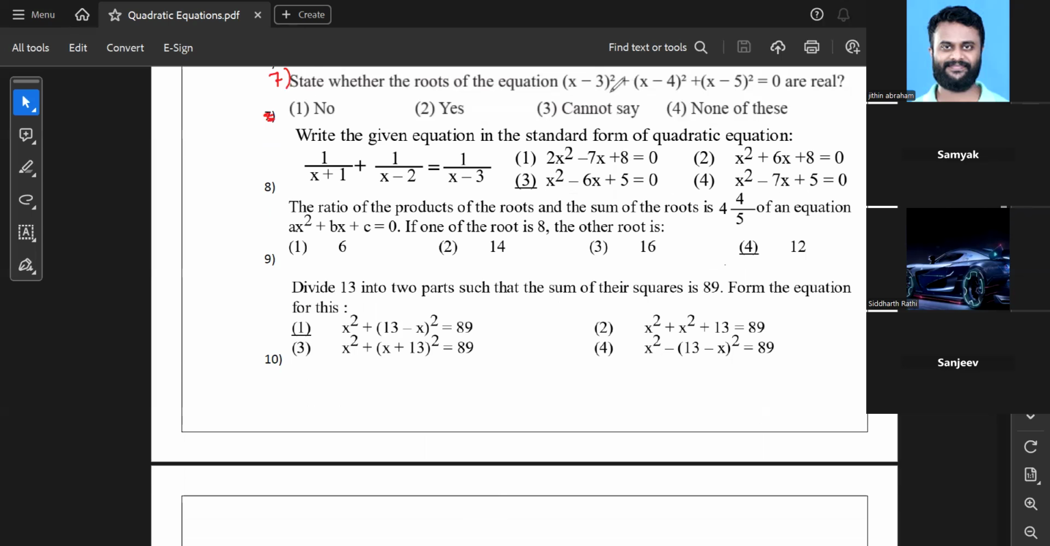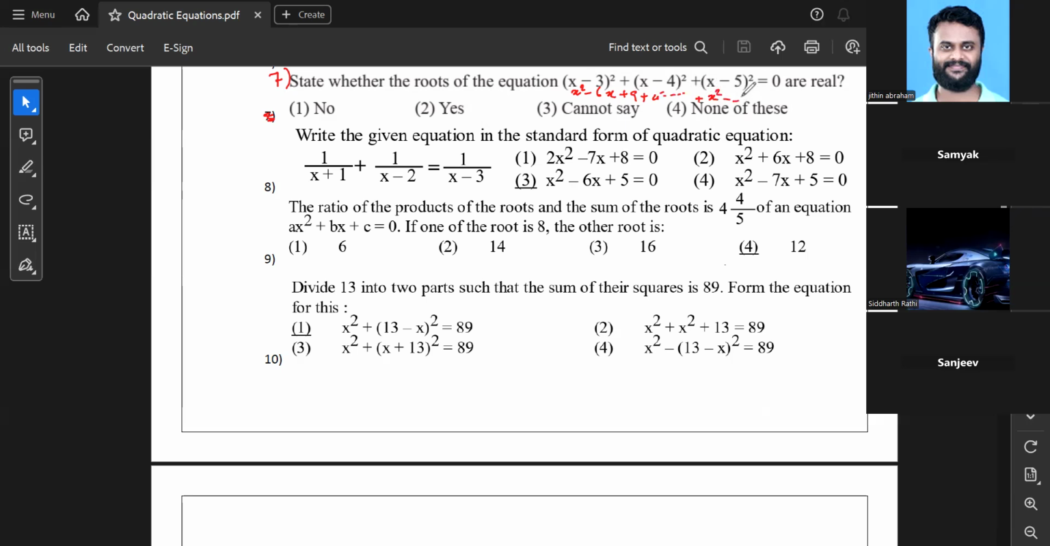State whether the roots of the equation (x minus 3) whole square plus (x minus 4) whole square plus (x minus 5) whole square are real or not. Now, when we add them, can we get a zero answer? Whether the roots are real. Roots means what? The value of x. Now, there is one option you can try. Well, the longer method is what? You can solve this. You will get x square minus 6x plus 9, and then you will solve this, x square something something.